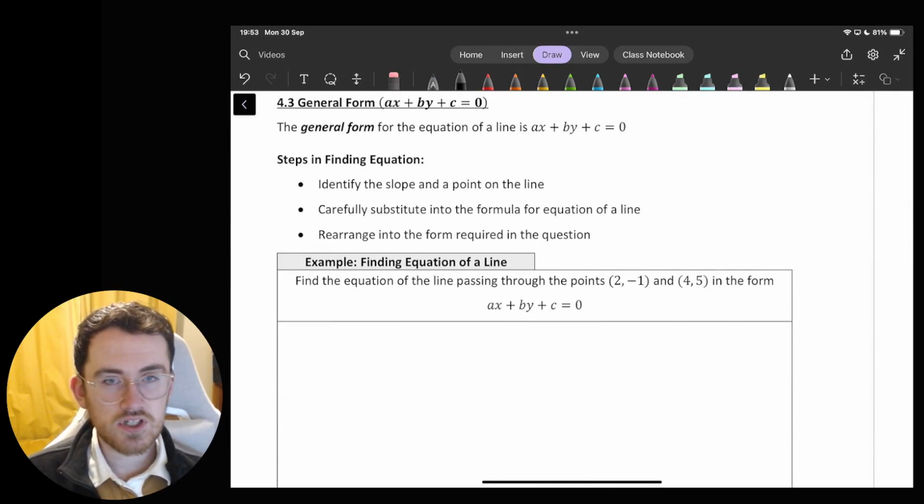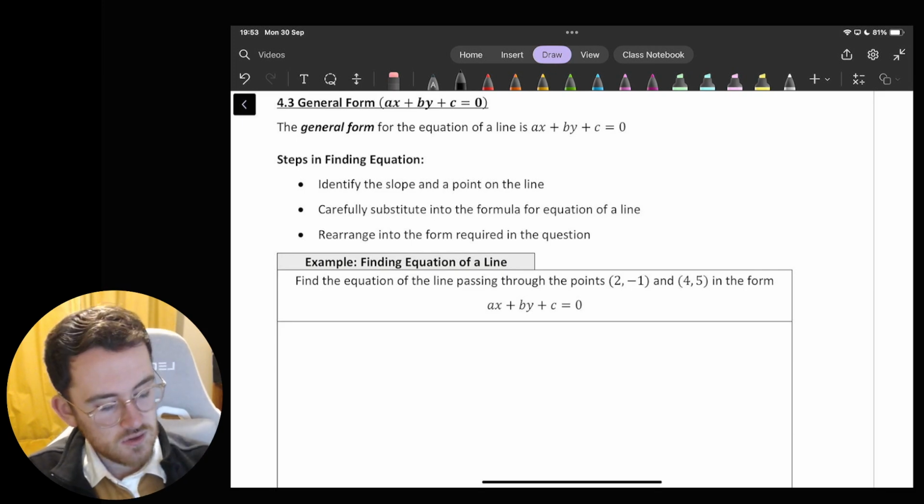The first one we're going to start with is what we'll call our general form, ax plus by plus c equals 0. So everything on one side equals 0, and it's just our general base level form. The steps in finding the equation here are: pick the slope and point. That should be coming off straight away for you. You need slope and point. We carefully substitute into the formula and we rearrange it to get the required format that we want here.